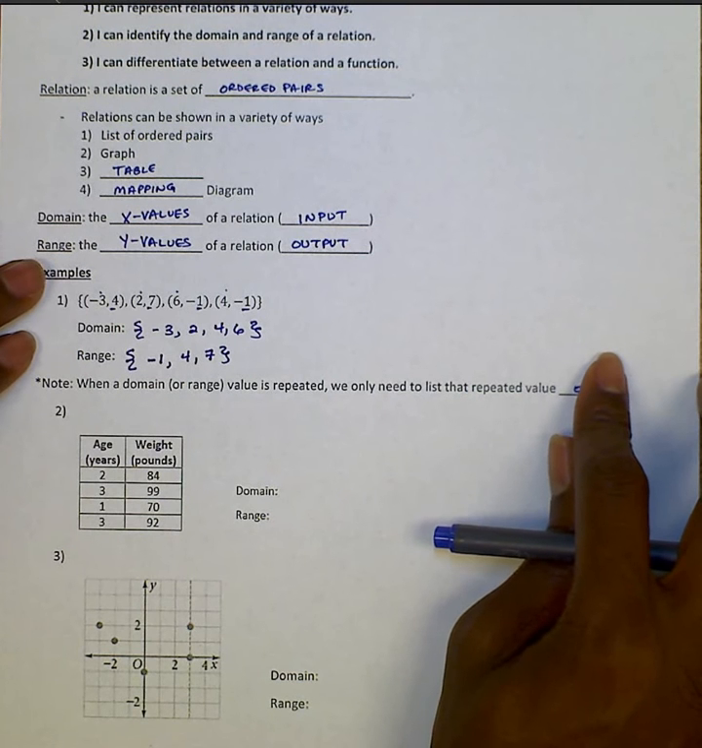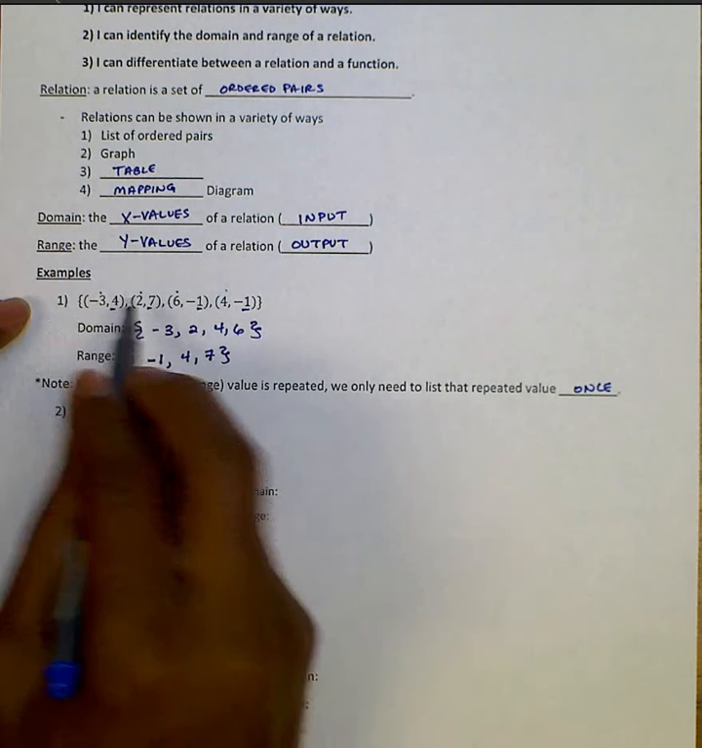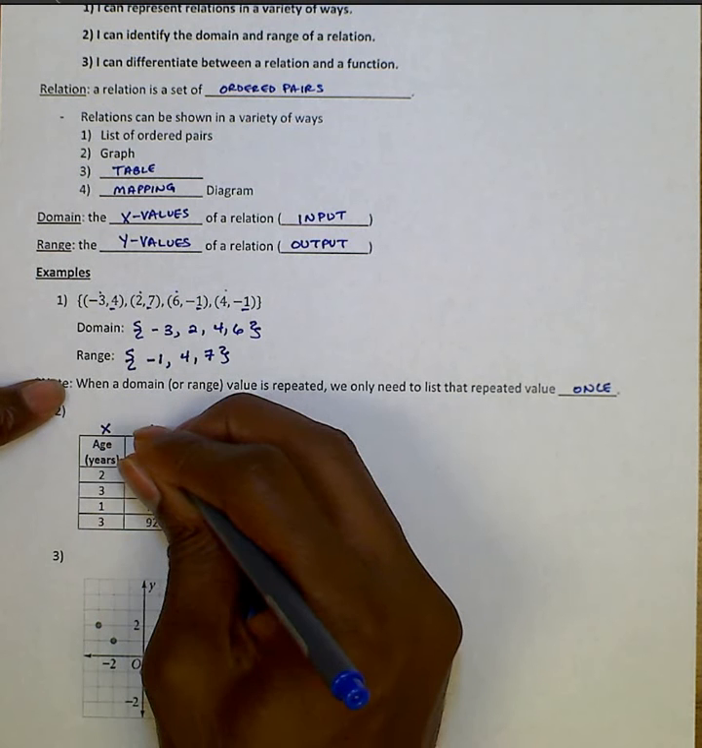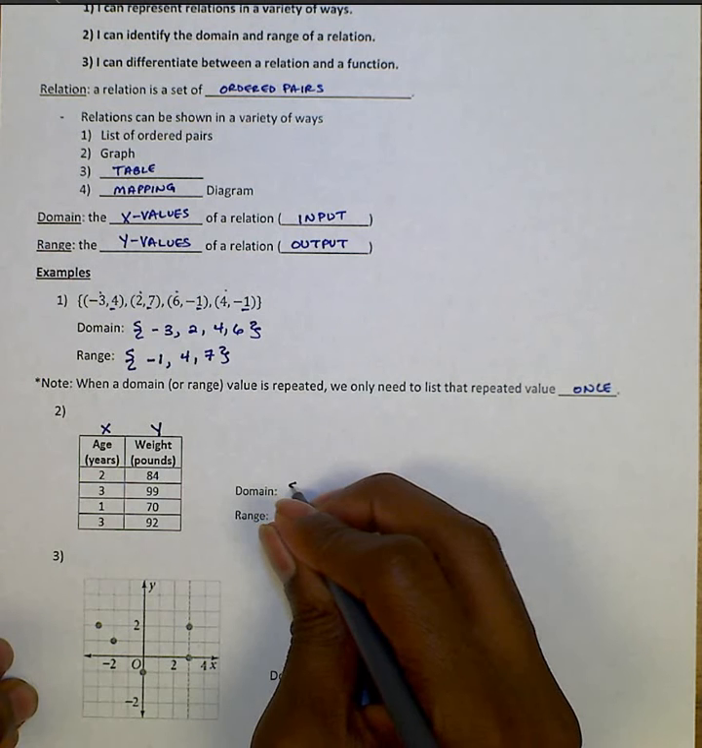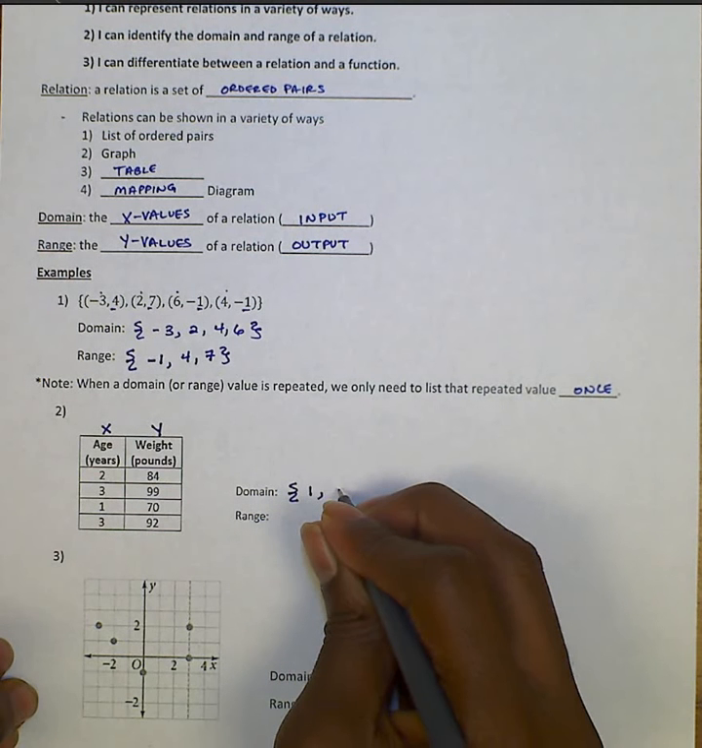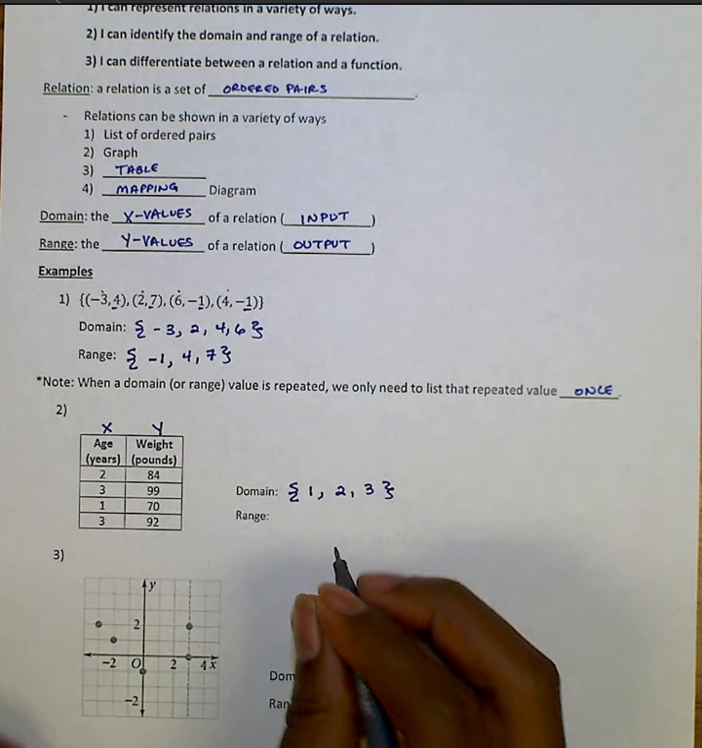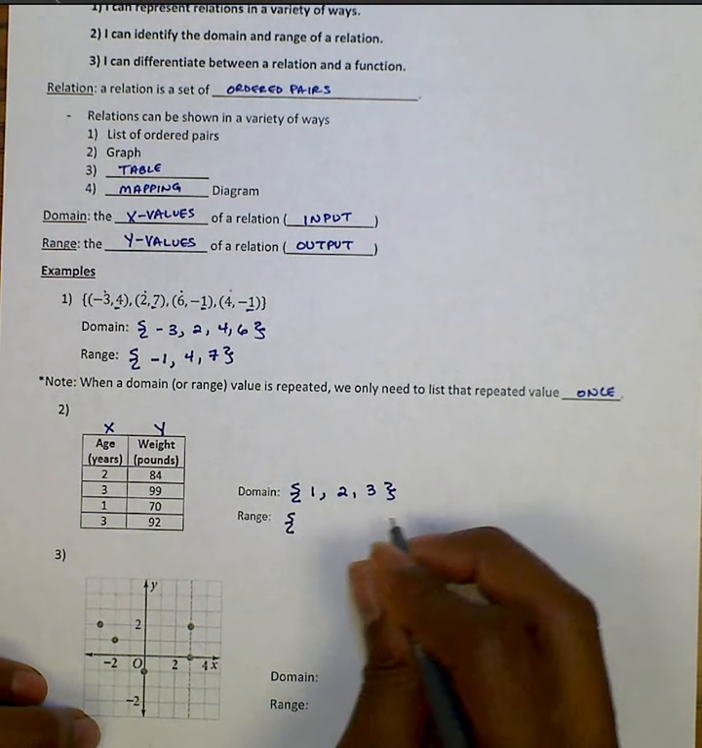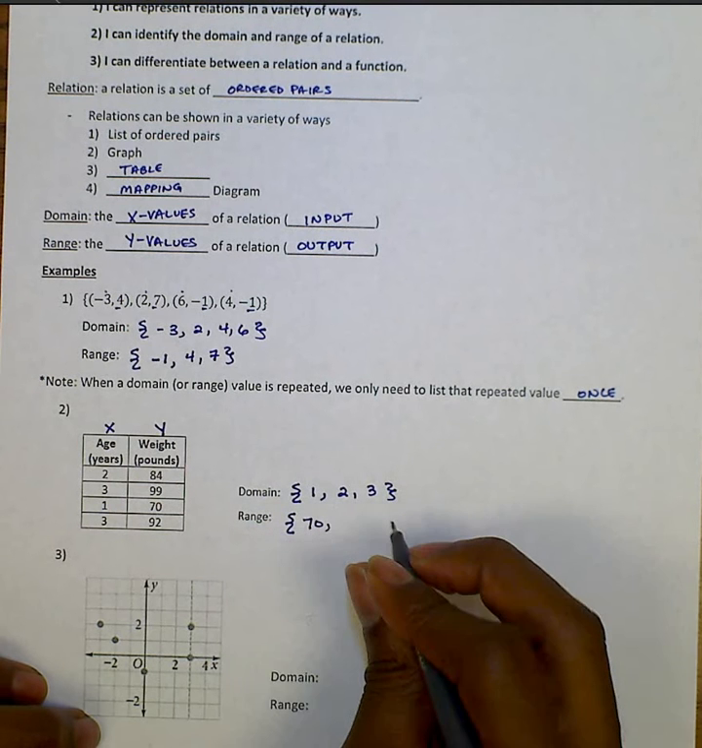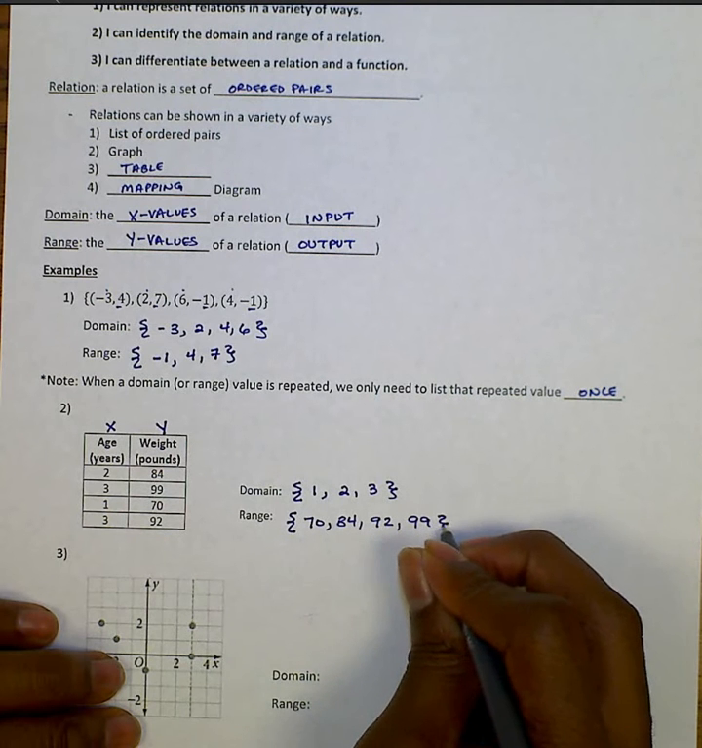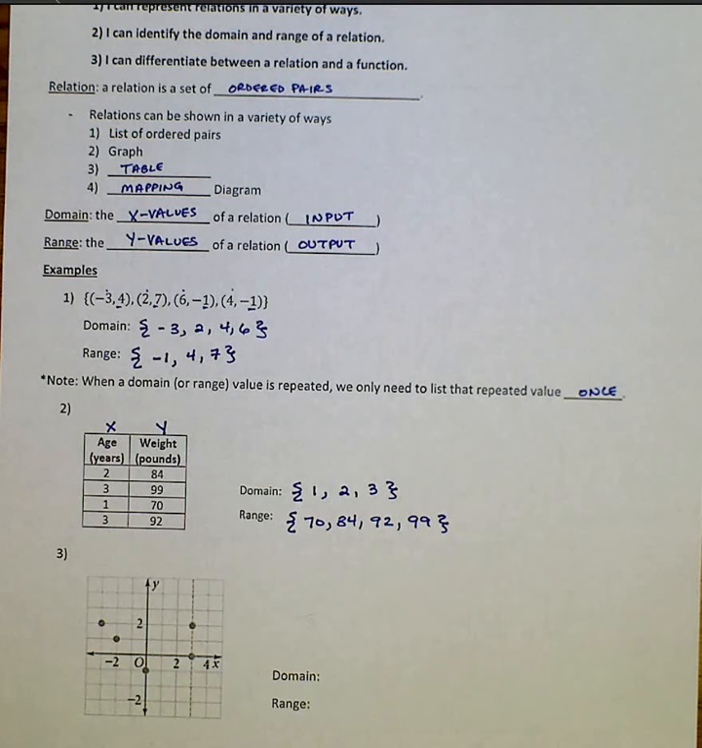So, like I said, you can have a list of ordered pairs, just like we had here, or we can have a table here. Again, the domain and the range don't change. Our x values go first, our y values go second, and so as I list my domain, I have 1, 2, 3. Again, I do not repeat that 3. My range, I'll have 70, 84, 92, 99. Okay. So there we go. Just listing the x and the y values, no repeats.